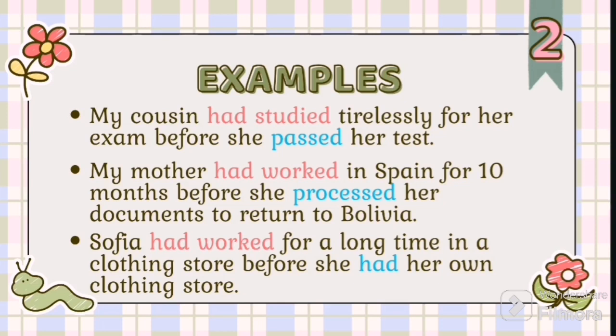Now, next example, my mother had worked in Spain for 10 months before she processed her documents to return to Bolivia. My mother is the subject, had is the auxiliary verb, worked is the main verb, and our second verb is process.